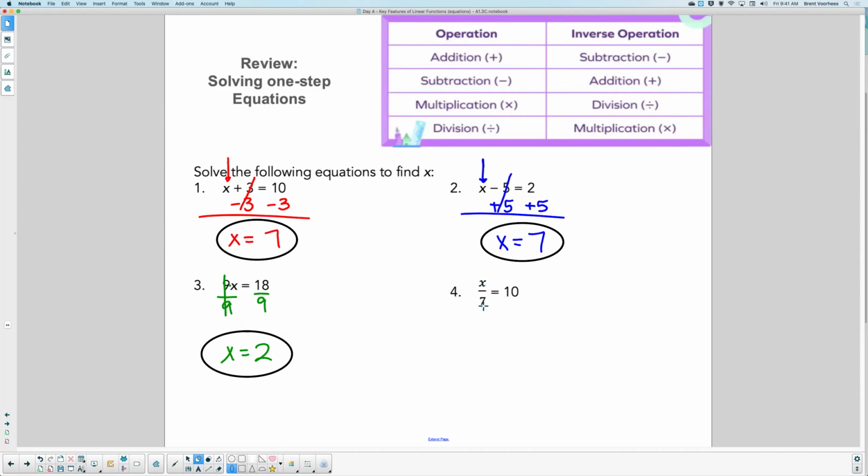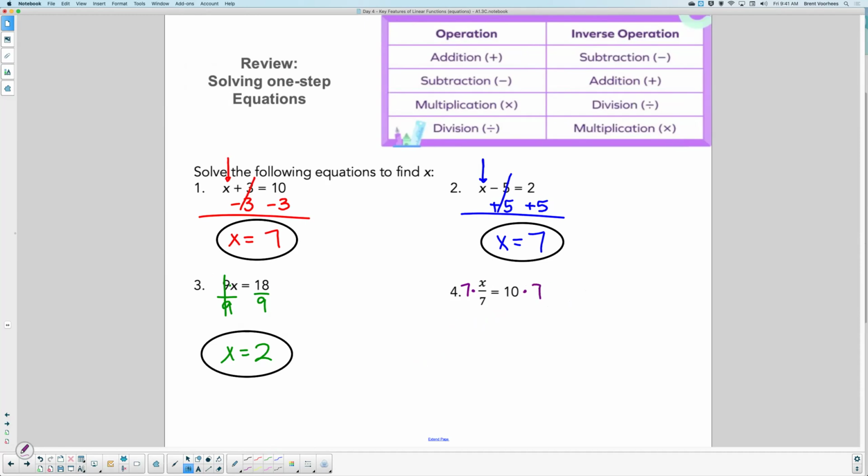X. What's the 7 doing to the x? Is it adding? Is it subtracting? Is it multiplying? Or is it dividing right now? What's it doing? Dividing. What's the opposite of division? Multiplication. We need to multiply both sides of this equation by 7.